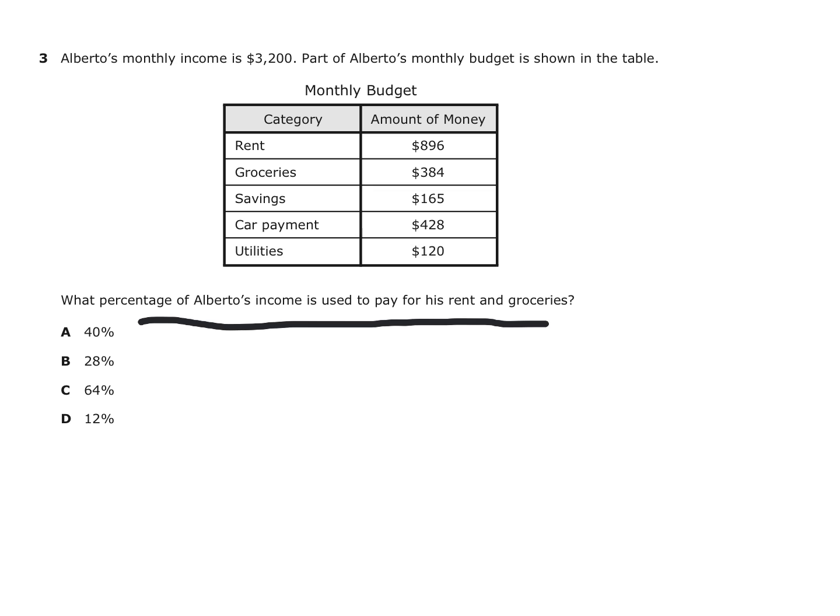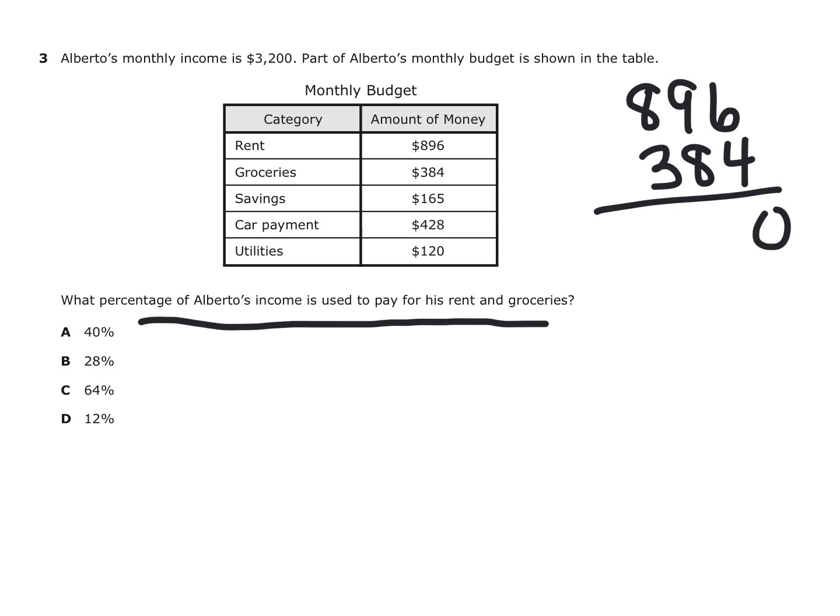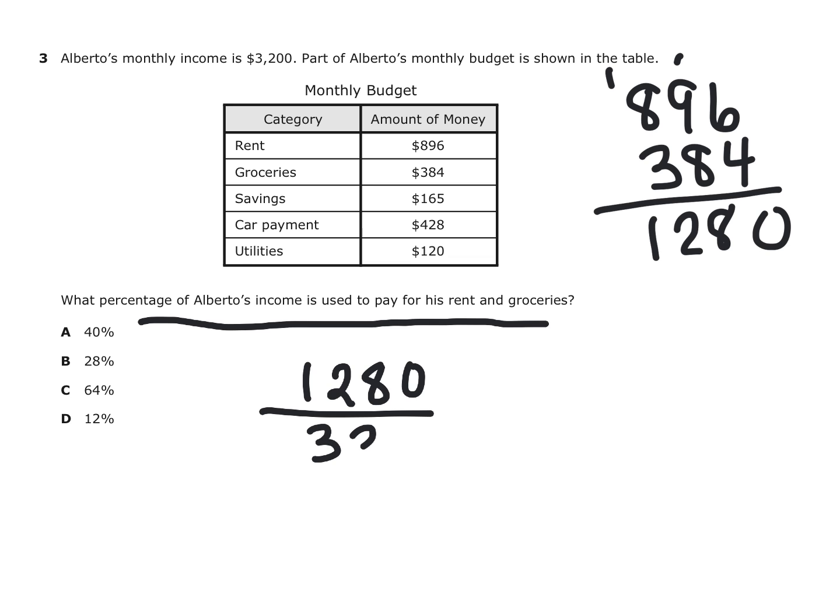Okay, so rent is $896, and the groceries is $384. So if we add those two together, 6 and 4 is 10, 9 and 1 carry 1. So 9 and 1 is 10, plus 8 is 18, carry 1. 8 and 1 is 9, 9 plus 3 is 12. So we have 1,280 out of the total 3,200.